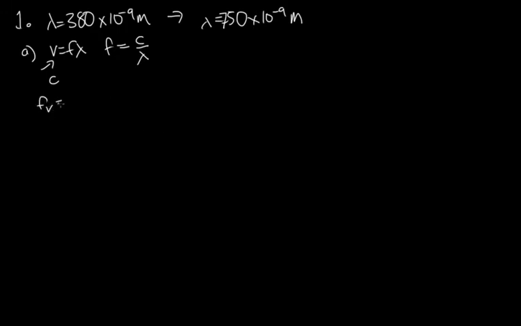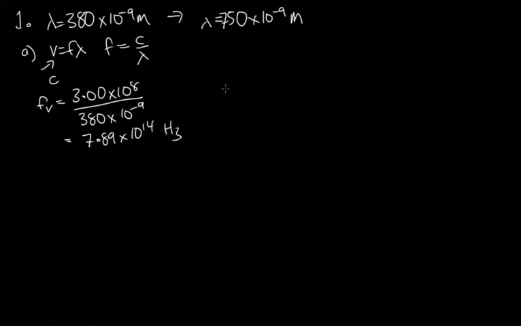So F for violet is equal to c, which is 3 times 10 to the 8 meters per second, over 380 times 10 to the minus 9. And solving this one on the calculator, we end up with 7.89 times 10 to the 14 hertz. And then the frequency for the red light is equal to 3 times 10 to the 8 meters per second over the 750 times 10 to the minus 9 meters. And solving that one on the calculator, we get 4.00 times 10 to the 14 hertz.